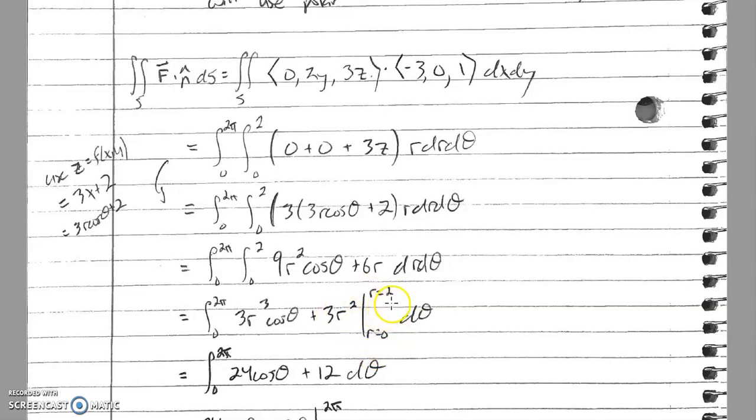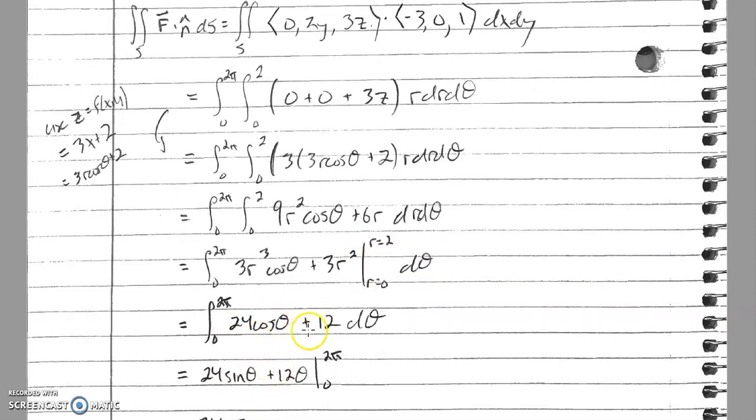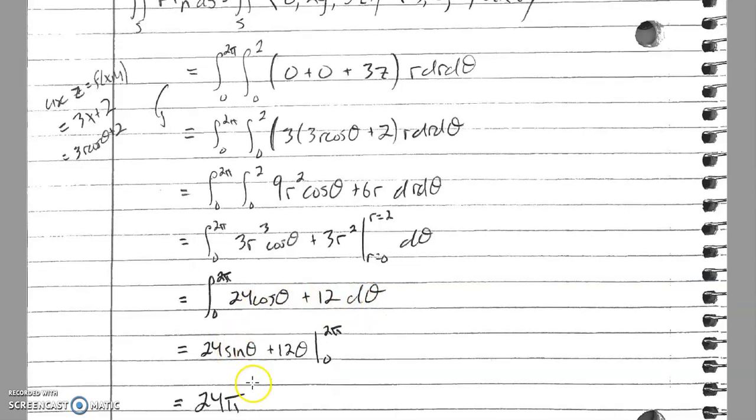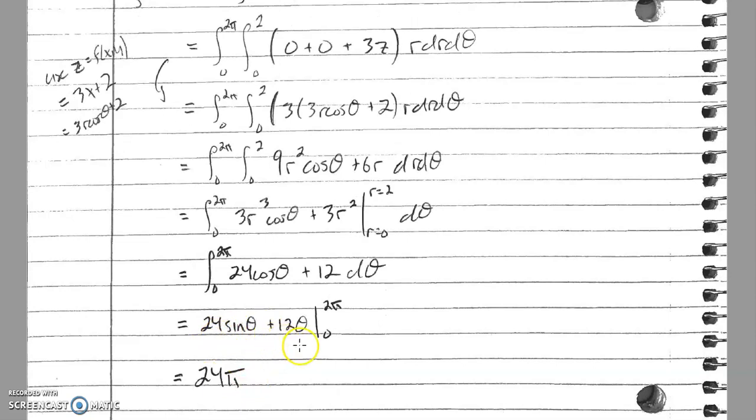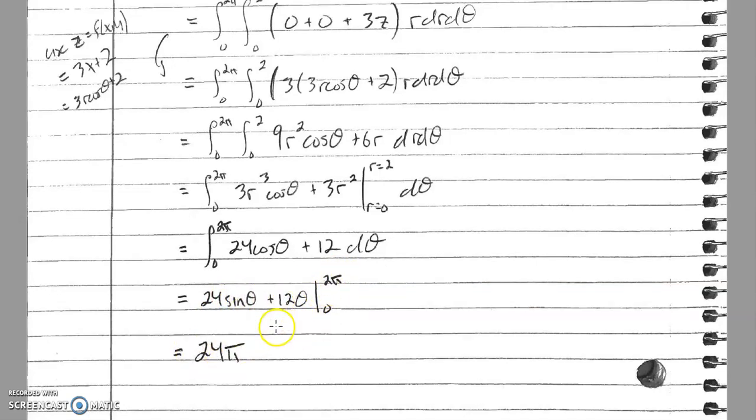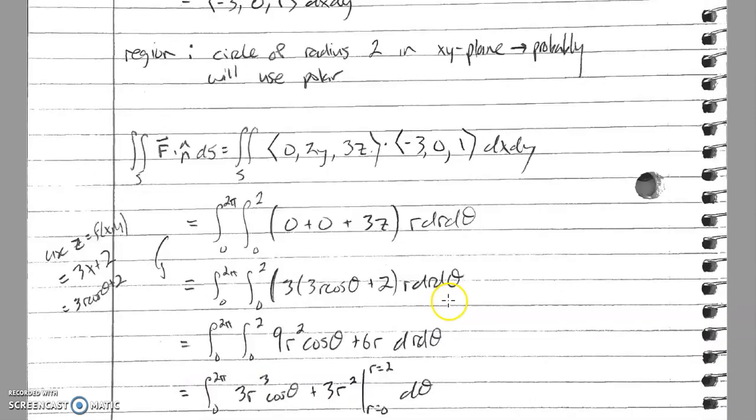So I really just have to plug in the 2's. That gives me the integral from 0 to 2 pi of 24 cosine theta plus 12 d theta. And then the cosine integrates to a positive sine with a 24. The 12 goes to a 12 theta, and I'm integrating from 0 to 2 pi. Since we have a sine and we're going 0 to 2 pi, that's really convenient again. Those guys zero out. So I really just have to do 12 times 2 pi, which gives me 24 pi. So hopefully you're okay with that.